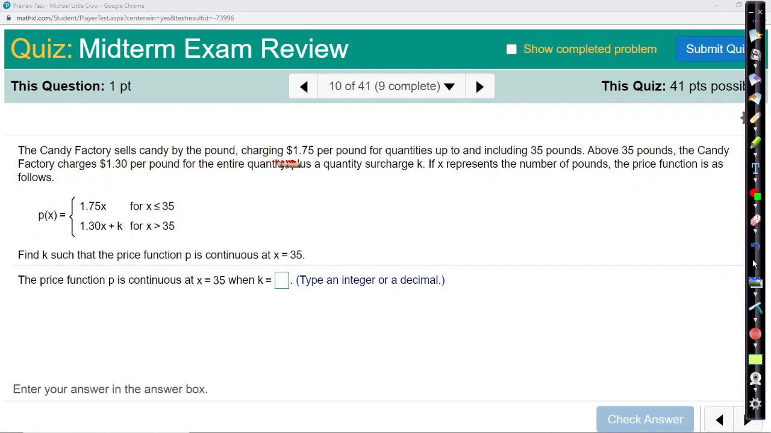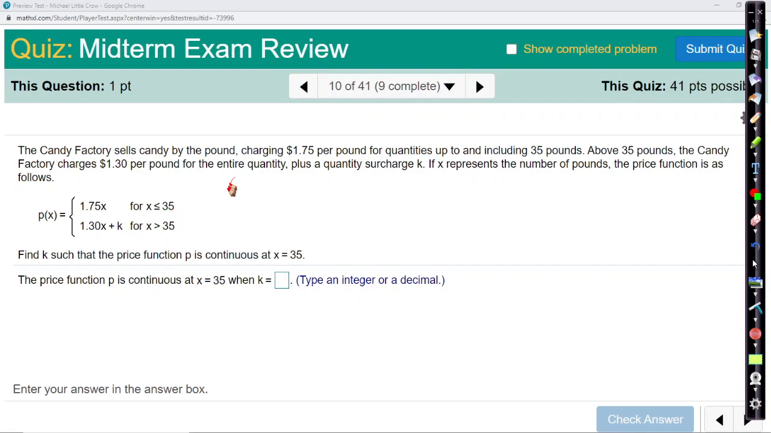So let's see. A candy factory sells candy, charging $1.75 per pound for quantities up to and including 35 pounds. So up to 35 pounds, we're going to have $1.75. But then you get a volume discount as soon as you buy above 35 pounds of candy, and they change the price to $1.30 times the pounds plus some sort of constant. And now the goal is that we want these to be equal. So like we did the other one, what has to happen?